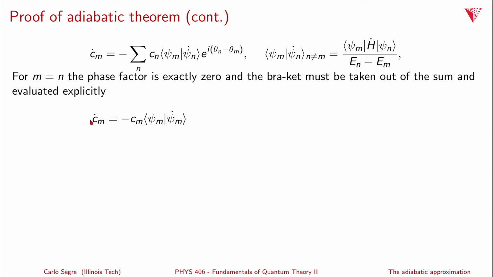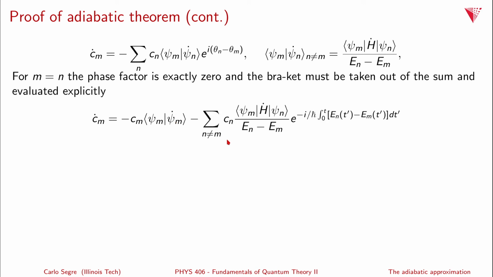Well, we know that C sub m dot is equal to, when m is equal to n, this reduces to one term only. So it's C sub m dot is equal to minus C sub m, inner product of psi sub m with its own derivative, minus all the other terms, because all the other terms have m not equal to n, and so they have a value.